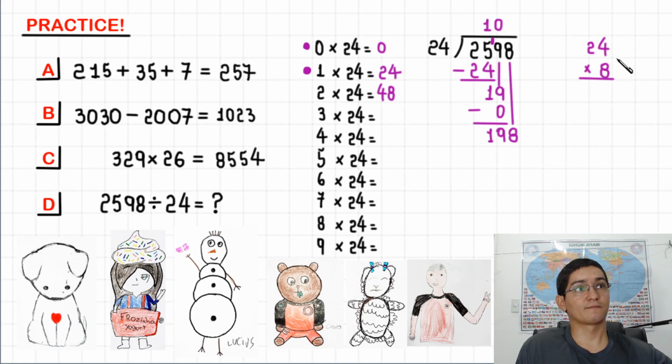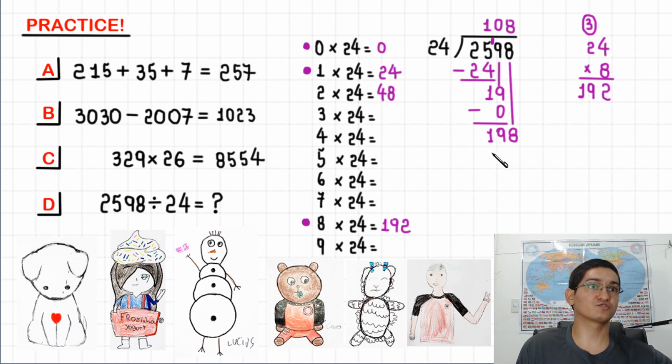4 times 8 is 32. I write 2 here, and the 3 goes up here. 8 times 2 equals 16, and 16 plus 3, well, 24 can go 8 times into 198. 8 times 24 equals 192. I write 8 here. We know that 8 times 24 is 192. I write it here, and then I subtract.